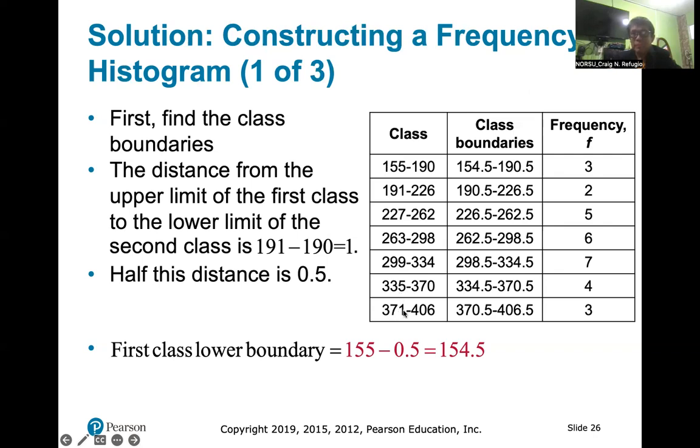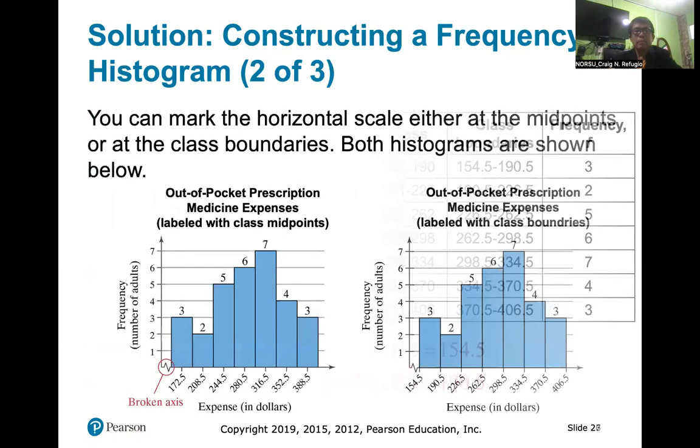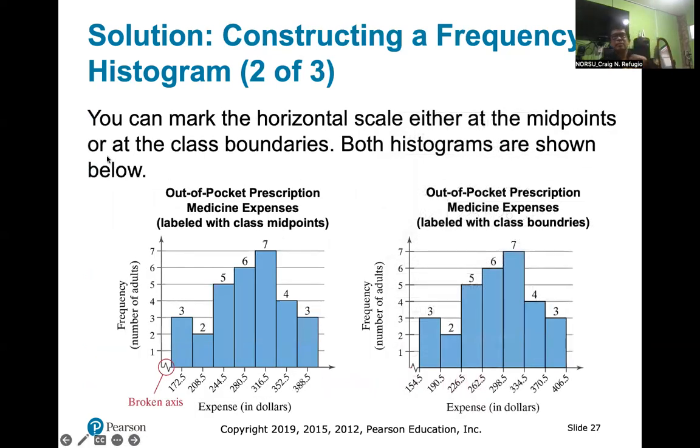Up to 371 to 406, the class boundaries: 371 minus 0.5, so 370.5. Then 406 plus 0.5, so 406.5. And then copy again the frequency: 3, 2, 5, 6, 7, 4, and then 3. So we have now, you can mark the horizontal scale either at the midpoints or at the class boundaries. Both histograms are shown below.